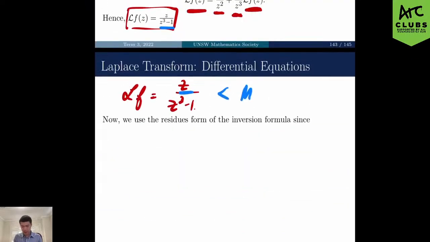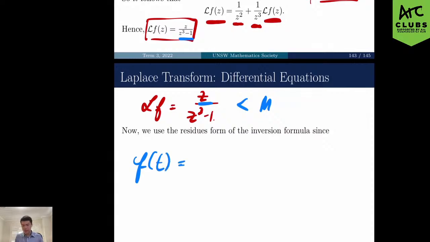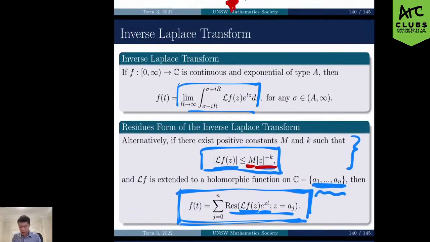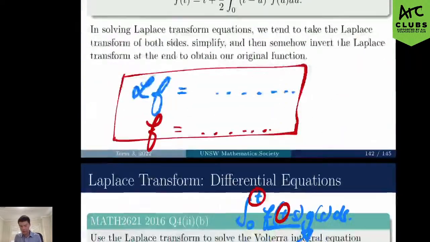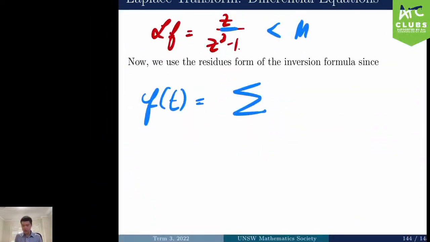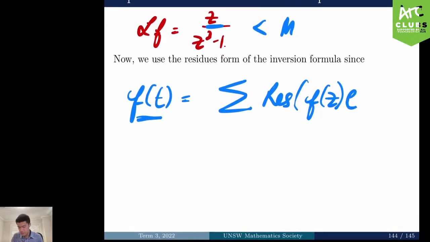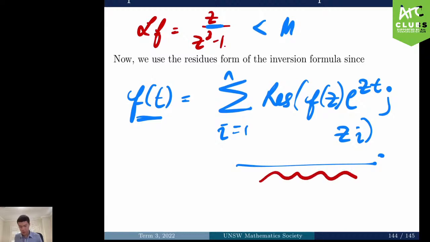And so what that means is that the function you can get by taking the sum of the residues, looking back up at this, if you can find the sum of the residues of LF times e to the zt, then you'll somehow find the original function. So what is it? Fz times e to the zt at all of the singularities. Right, so hopefully this still makes sense. We're doing the sum of the residues.